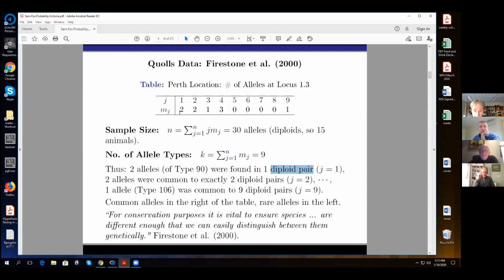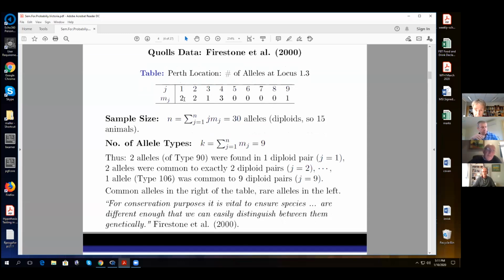So, at least we have this set of data here. So 2 alleles of a particular type; 90 is just an identifier, 106 are identifiers. 2 alleles were common to exactly 2 diploid pairs. 3 alleles were common to 4. 1 allele was common to 9 of these diploid pairs. So what you're seeing is common alleles at the right-hand end of the table and rare alleles at the left-hand end. It's the kind of data that we want to analyse.